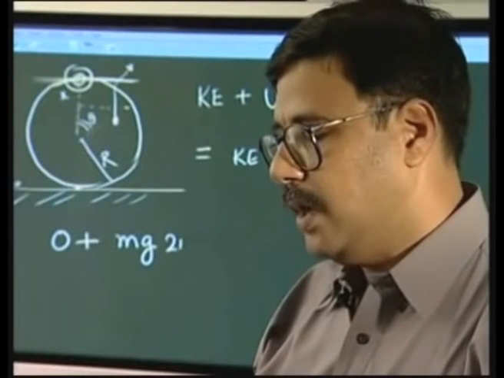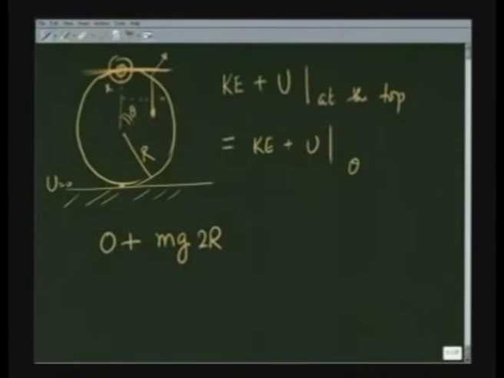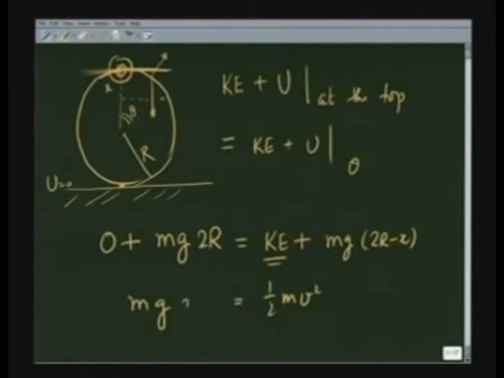so that at the top it is going to be m g times 2r if the mass of the bead is m, and this should be equal to KE at theta or this distance x plus U at this point is going to be m g (2r minus x), and that gives me KE at this point, 1/2 m v square, is equal to m g x, or v equals square root of 2 g x, a well known result.